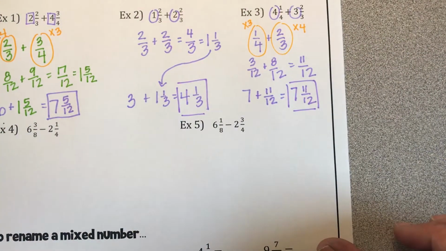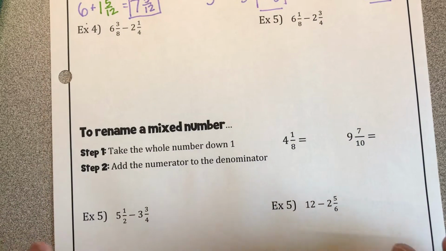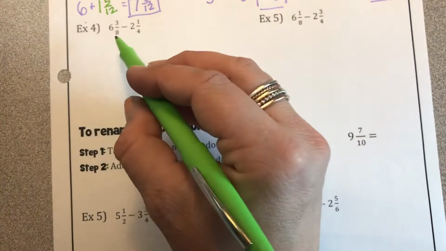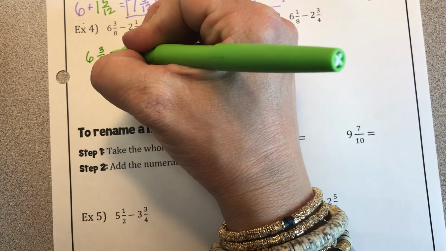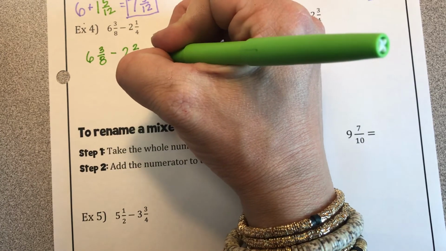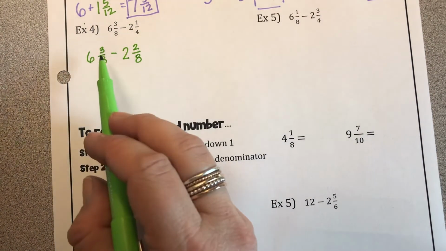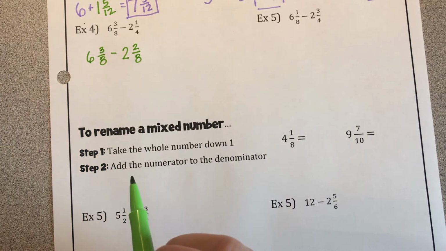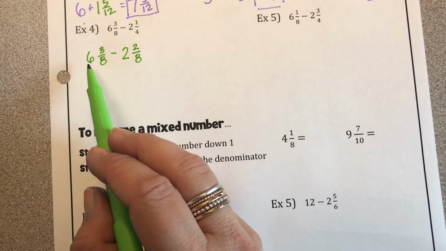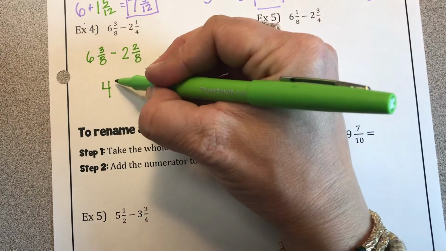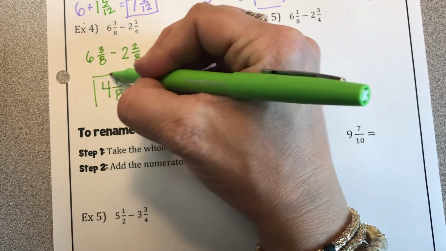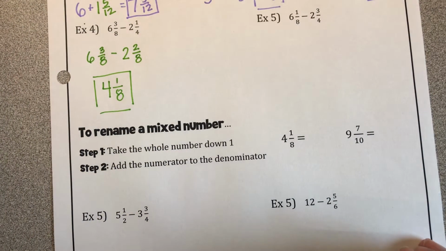Okay, let's talk about subtraction. So before, when I subtract, I like to give everything a common denominator before I start. Okay, so a common denominator between 8 and 4 would be 8. So I have 6 and 3/8 minus 2 and 2/8. And what we always want to make sure is that this first numerator is bigger than the second. And it is. So now I can just say, well, 6 minus 2 is 4, and 3/8 minus 2/8 is 1/8. And that would be my final answer.